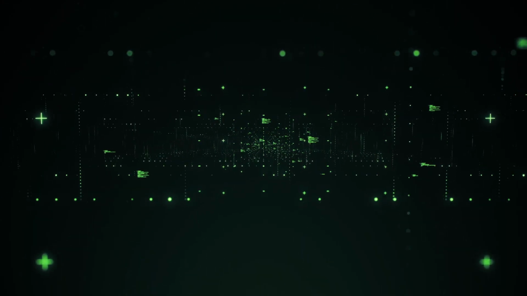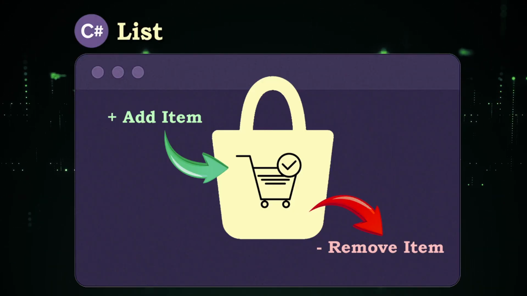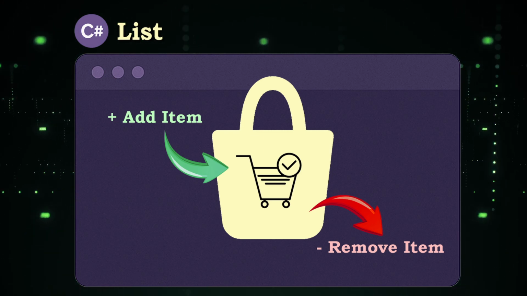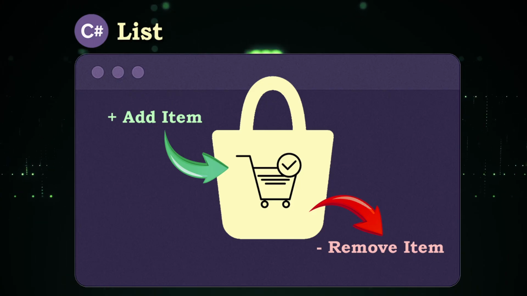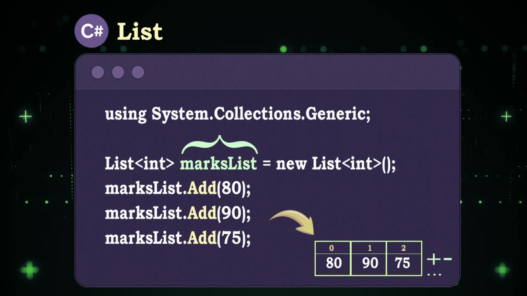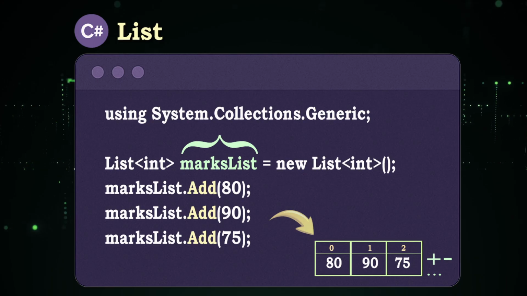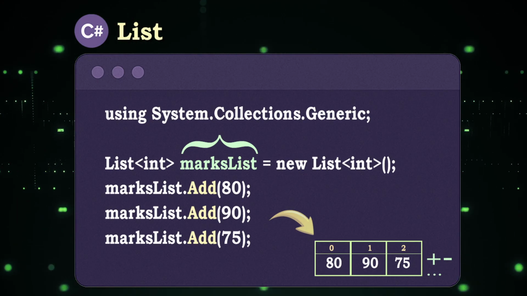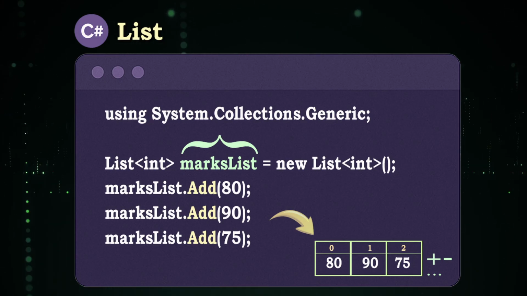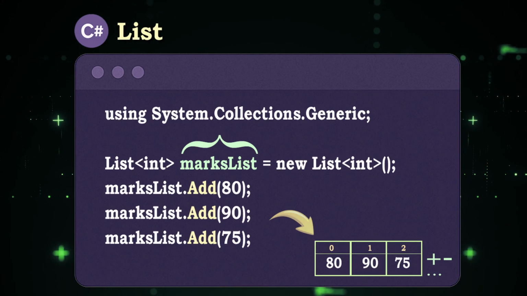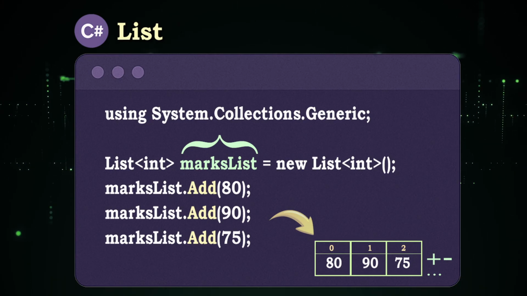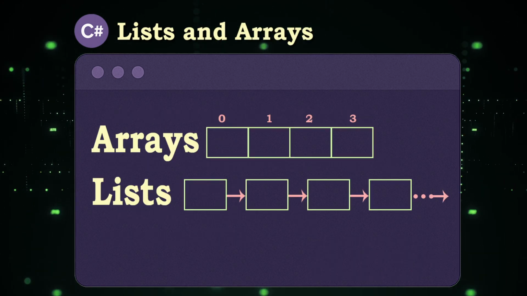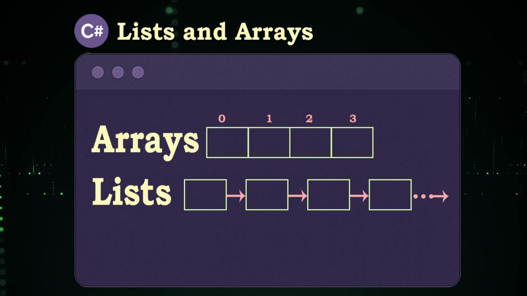What is a list? Now let's look at lists. A list is like a flexible bag. We can keep adding items or even removing items. We don't have to decide the size at the beginning. Here we created a list called marksList. We used Add() to insert values. The list automatically grows as we add more items. We can access items just like an array. So marksList[0] gives the first value, just like marks[0] in arrays. The big difference: lists are dynamic, they can grow and shrink.